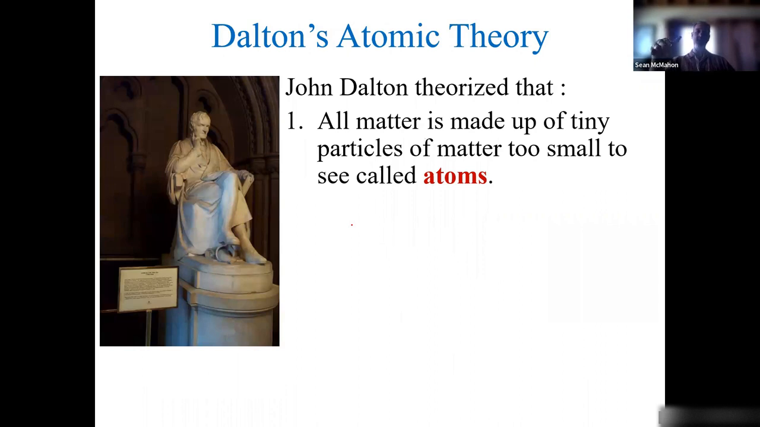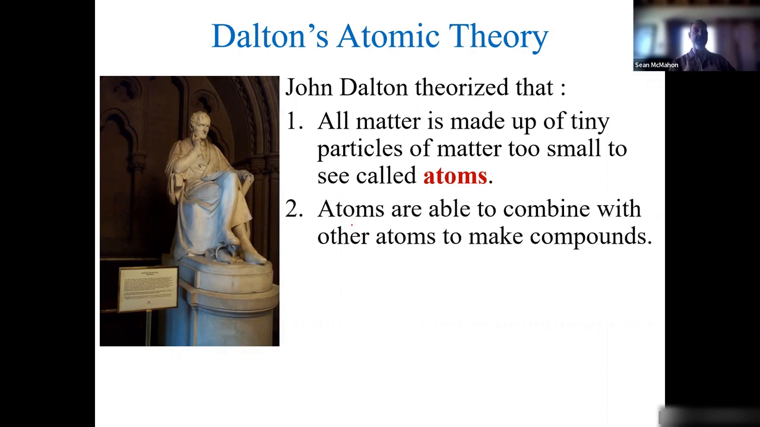But it basically sat for 2,000 years, the whole concept of atoms, until John Dalton theorized that, hey, you know what? All matter is made up of tiny particles, too small to see. Well, now we can. We have electron microscopes. We can see far smaller than just an atom, right? But he also thought atoms are able to combine with other atoms to make compounds, right? So I can take atoms of different elements and bind them chemically, so they'll have definite proportions.